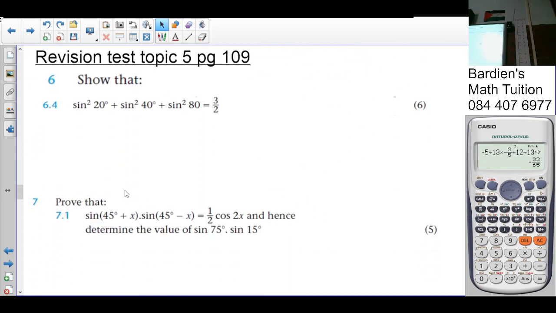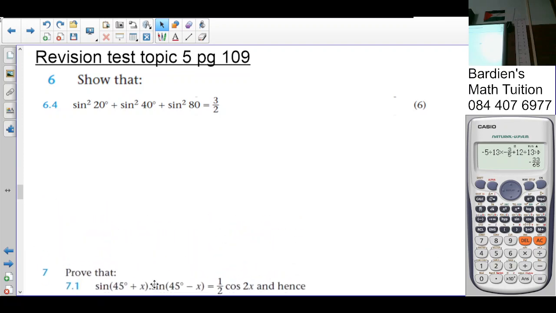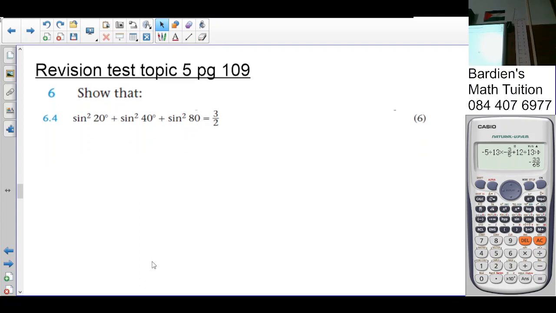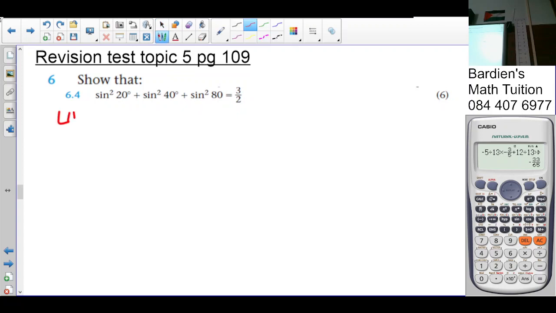Number 6. Right, question 6, it says show that the left hand side is more complex.